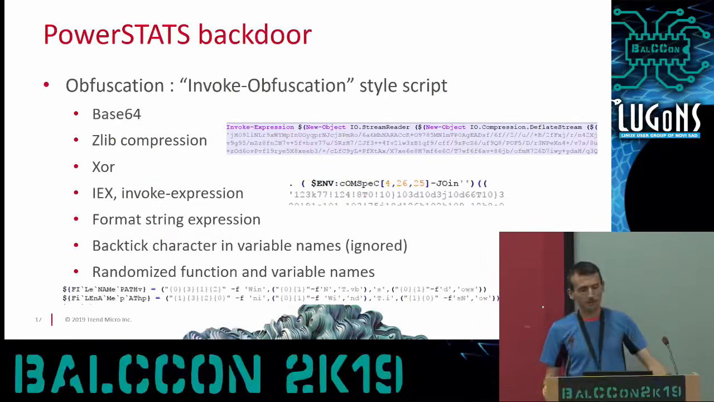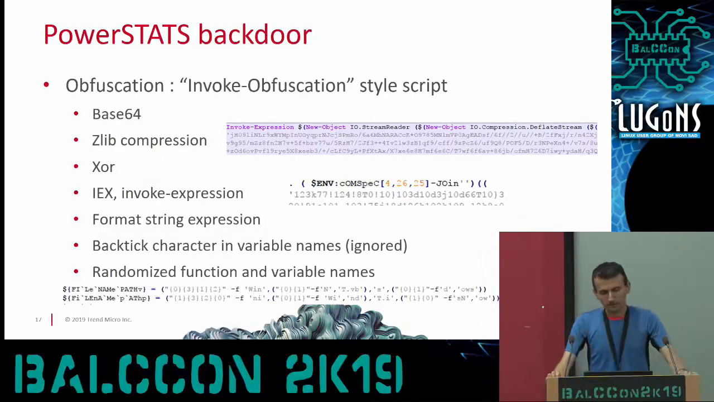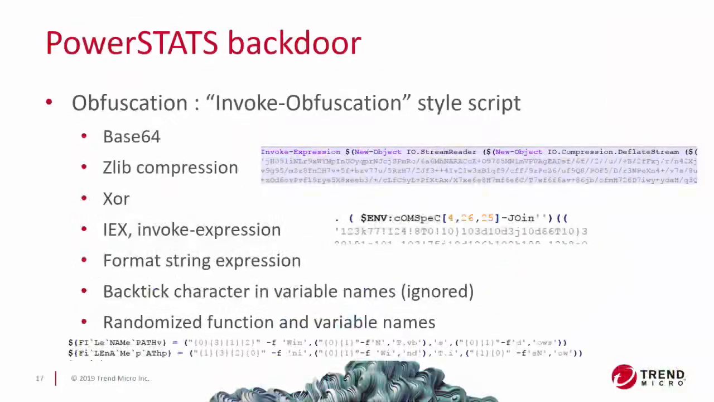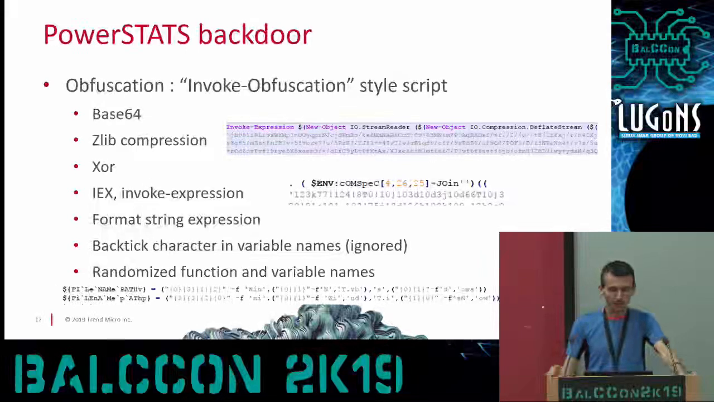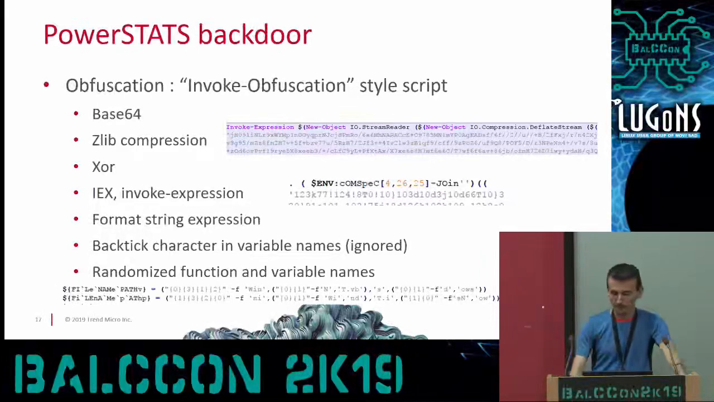This PowerStats backdoor is written in PowerShell, so it's not that difficult to analyze, but there is lots of obfuscation. There are many layers of obfuscation, in some cases even 10, 20, 30, 50 layers. So it takes some time just to remove all these layers until we get the code of the backdoor itself. These are the techniques used for this obfuscation: base64, zlib compression, invoke expression commands, randomized named functions, and so on.